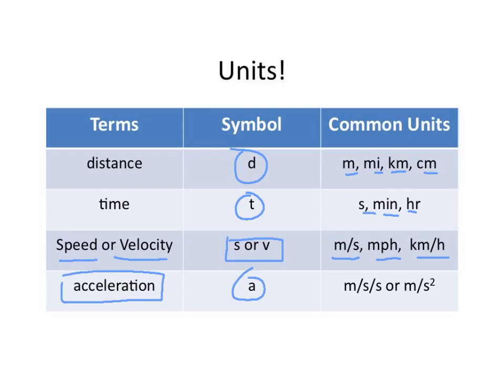The unit we are going to use for acceleration in this unit is meters per second per second, which is the same as meters per second squared. This is the one we are going to use, meters per second squared. Anytime you see meters per second squared, that should tell you right away that it is an acceleration. Meters per second, on the other hand, is a speed or velocity.